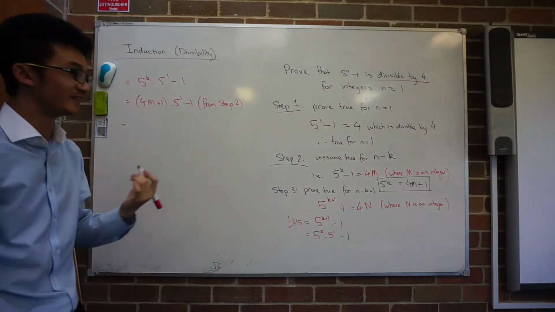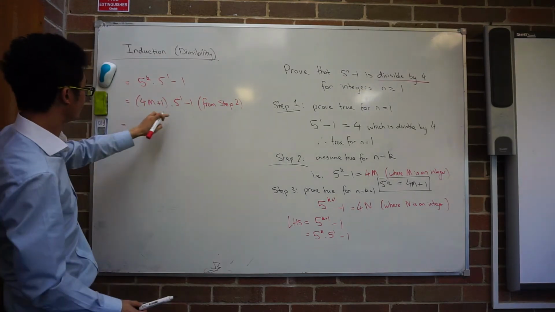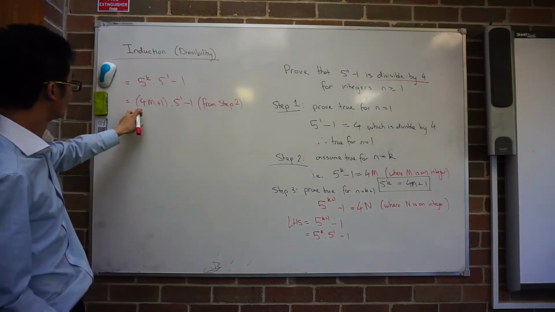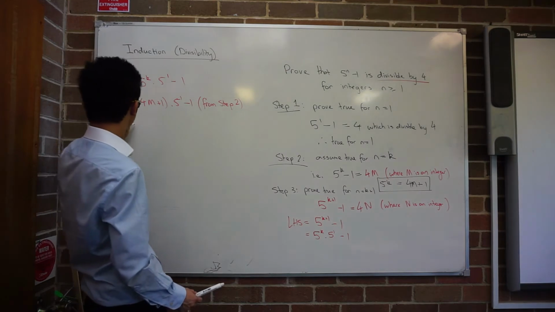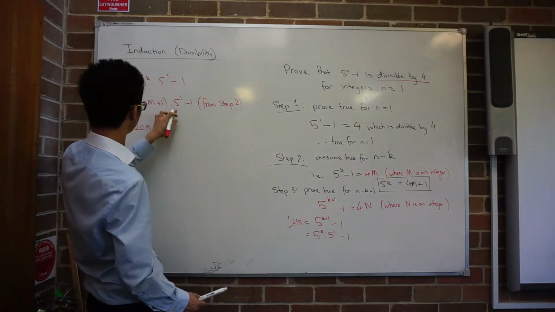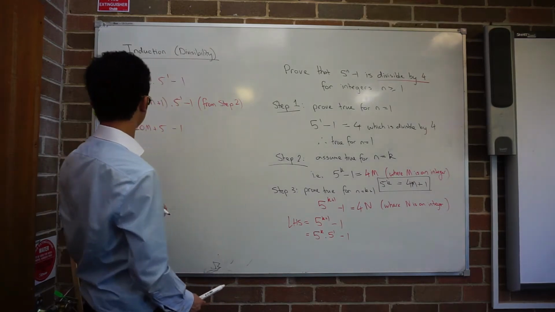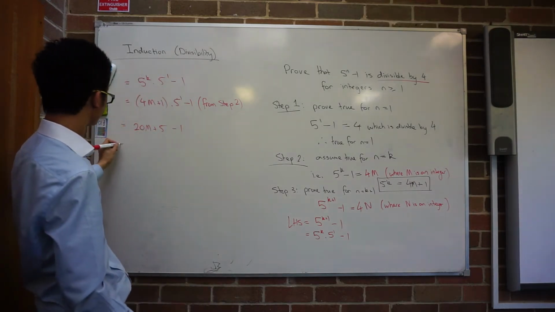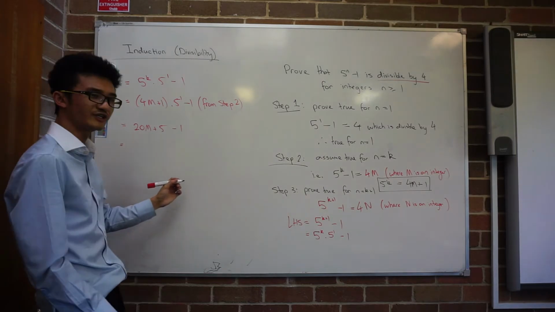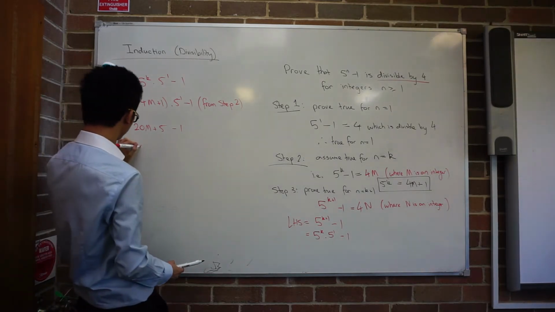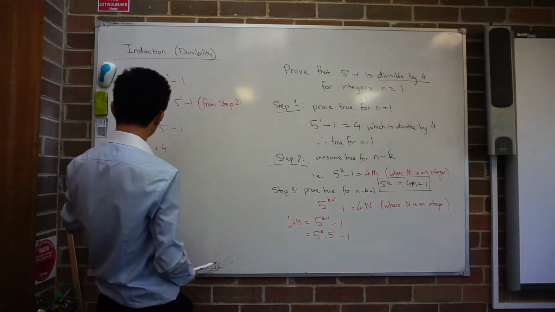Now let's expand this out a bit more. So I've got these brackets here. I've got 5 multiplied by 4m, so that's just 20m. And I've got 5 multiplied by 1, that's 5, minus 1. So what have I got now? I've got something that's simplifying out quite nicely. I've got 20m plus 4.